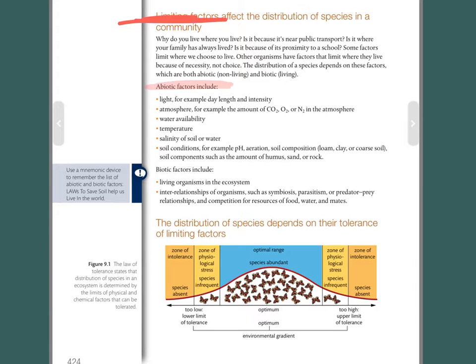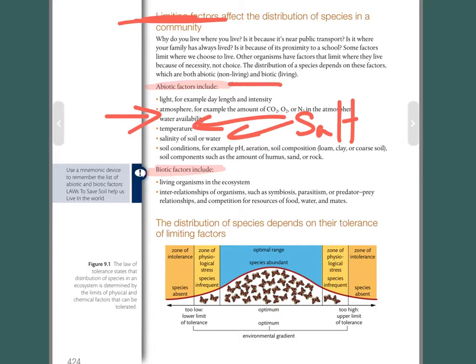Abiotic, biotic factors. So all of these factors listed actually can limit a system. So temperature could have an effect that is limiting to the organisms that live there. Water availability, salinity, which is salt, or various other things. Those are all the abiotic or non-living.